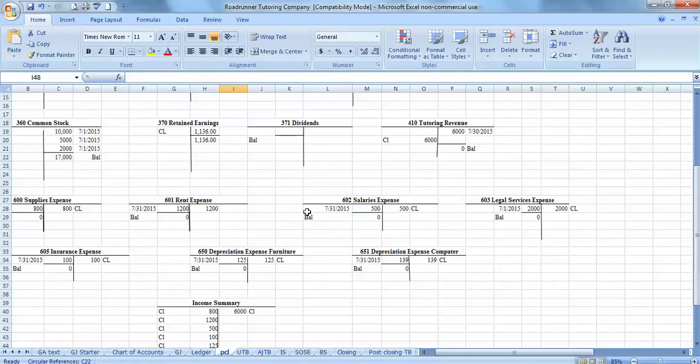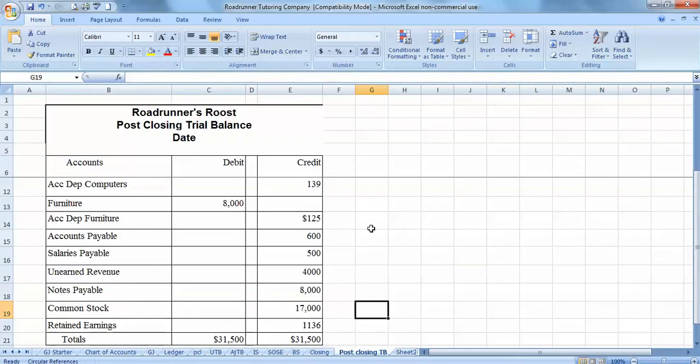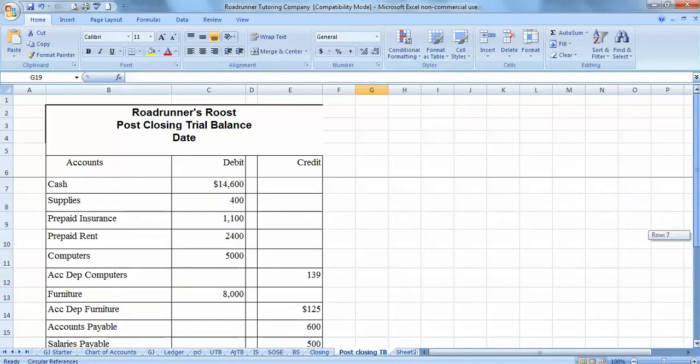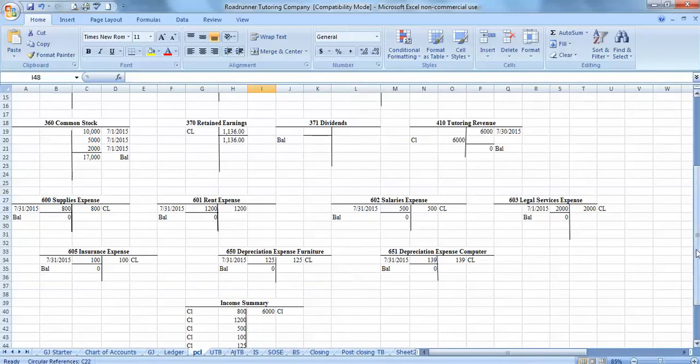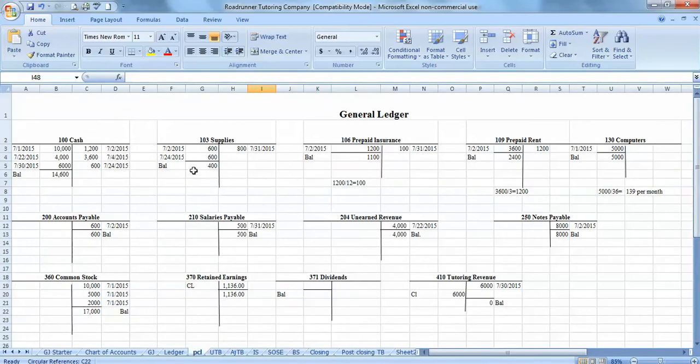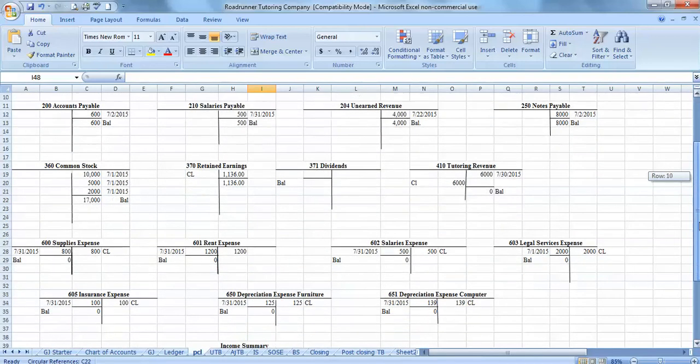How do we know after we've done all this that we are in balance? Well, we are going to prepare one final trial balance. We'll call it the post-closing, the after-closing trial balance. And the only accounts that should remain in your post-closing trial balance are the permanent accounts, otherwise known as the balance sheet accounts. And if I look again one last time at the ledger, the only accounts that have balances in the ledger are the balance sheet accounts. The assets, the liabilities, the common stock, the retained earnings. Those are the only accounts that should have balances.